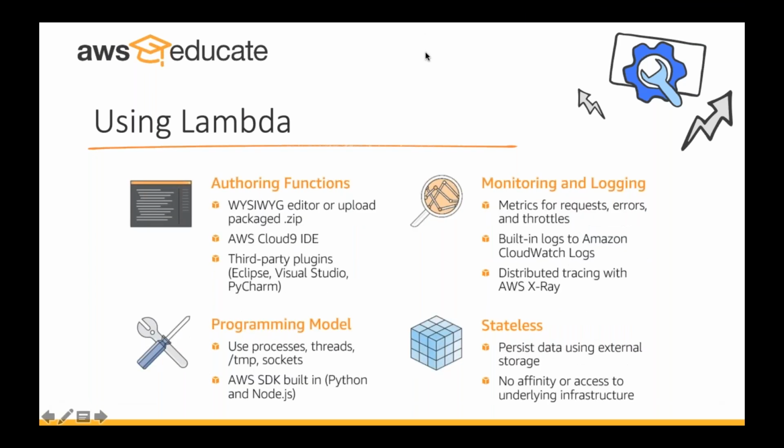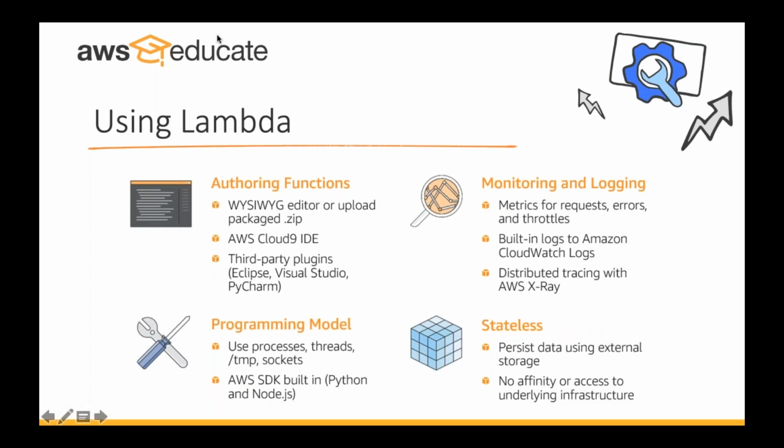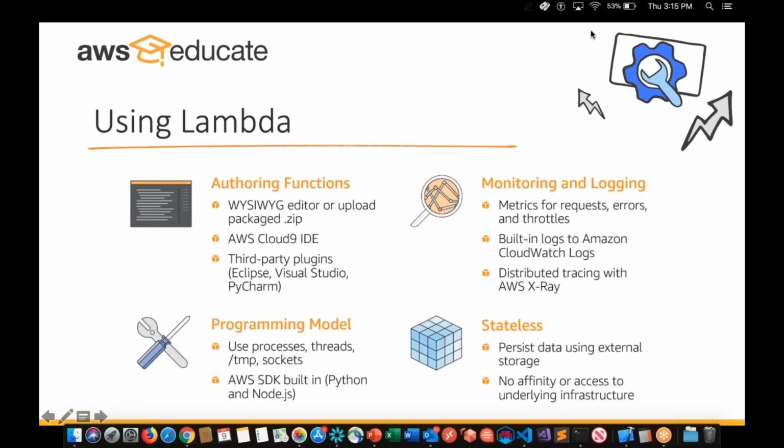So to author the function itself, there are many different ways. Like I said, there's an editor that's provided to you in the console. You could be leveraging on our AWS Cloud9 IDE. This is basically our online integrated development editor. Or you can use third-party plugins. It could be Visual Studio, it could be Eclipse for Java applications, or Python with PyCharm.